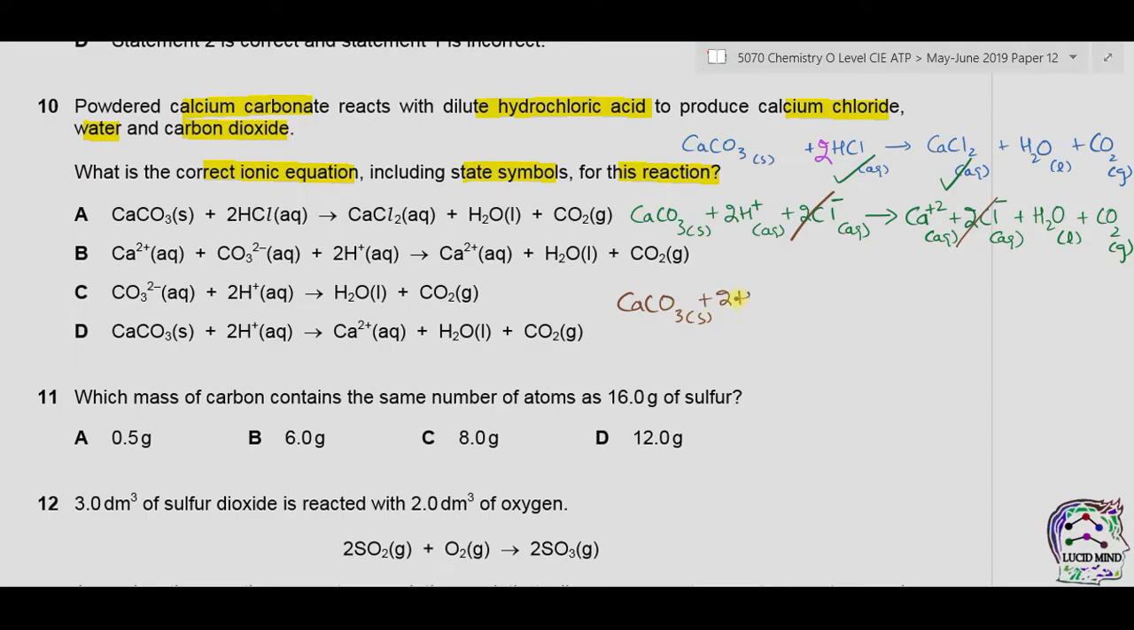plus 2H plus aqueous, which forms calcium plus 2 aqueous plus H2O liquid plus CO2 gas. Now this is the ionic equation for this reaction. As we can see that in D we have calcium carbonate solid, then 2H plus aqueous, then calcium plus 2 aqueous, water in liquid form, and carbon dioxide in gaseous form. So therefore D is the correct answer.